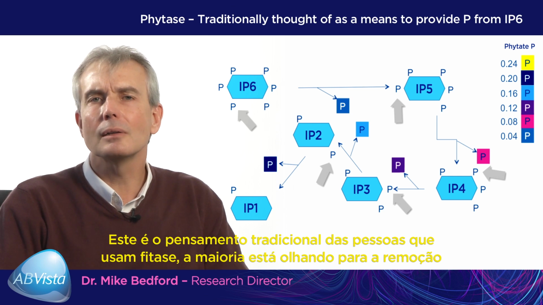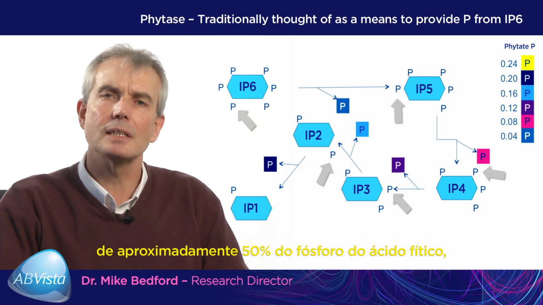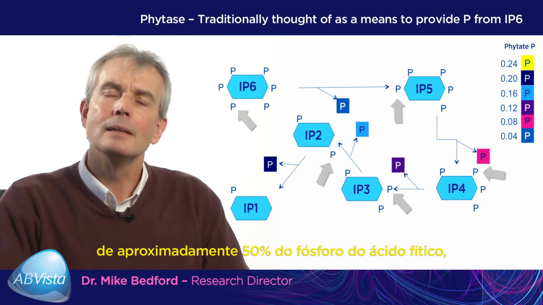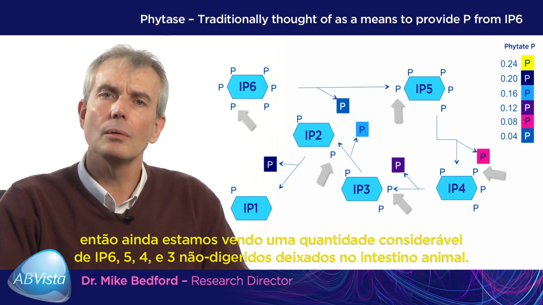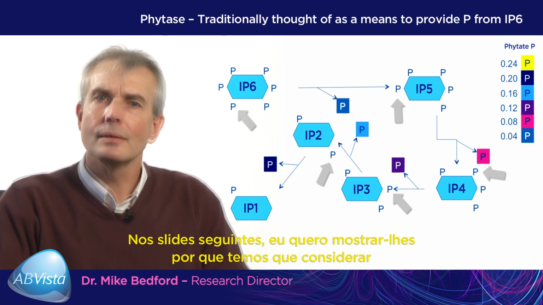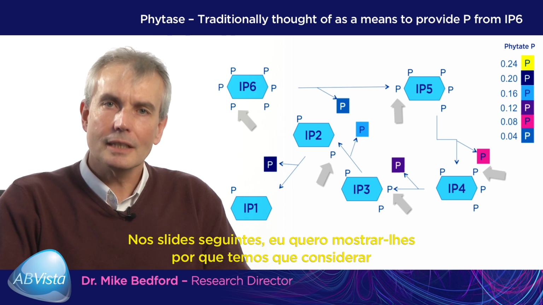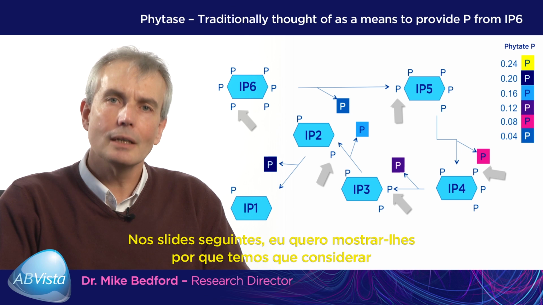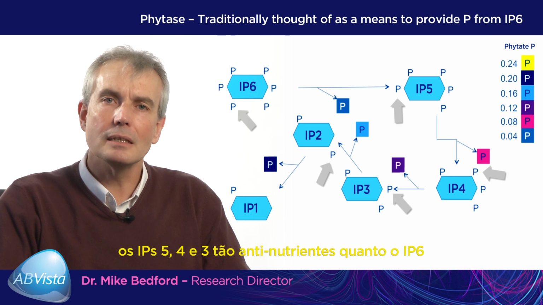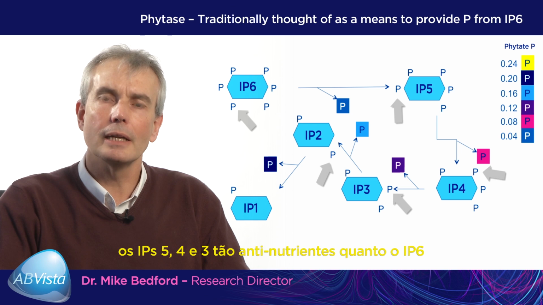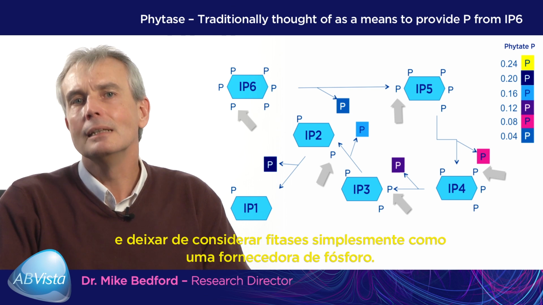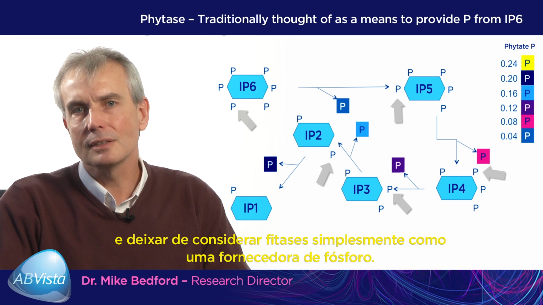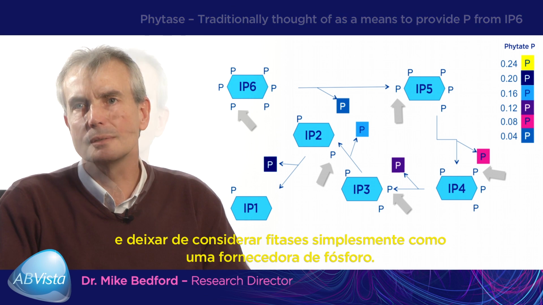Most people are looking at removing approximately 50% of the phosphorus from phytic acid. So we are still looking at a considerable amount of IP6, 5, 4 and 3 left in the gut of the animal undigested. What I want to do on the next few visuals is to show you why I think we've got to consider the IPs 5, 4, 3 as being significant anti-nutrients just as much as IP6, and to stop considering phytases as simply a means of delivering phosphorus.